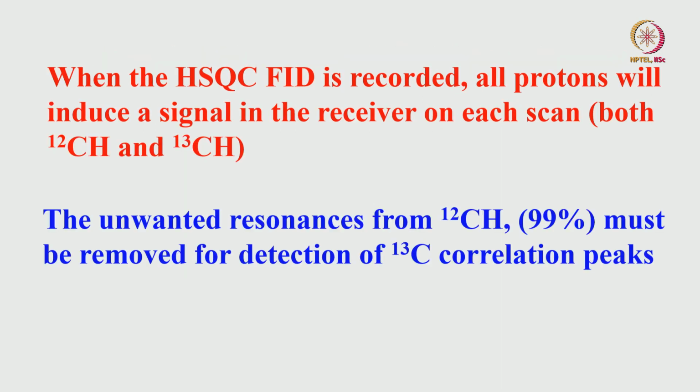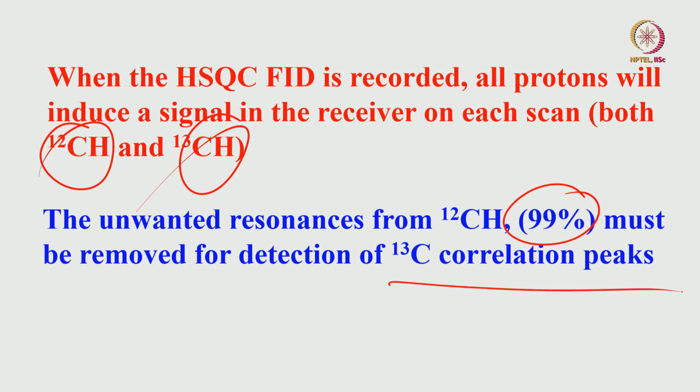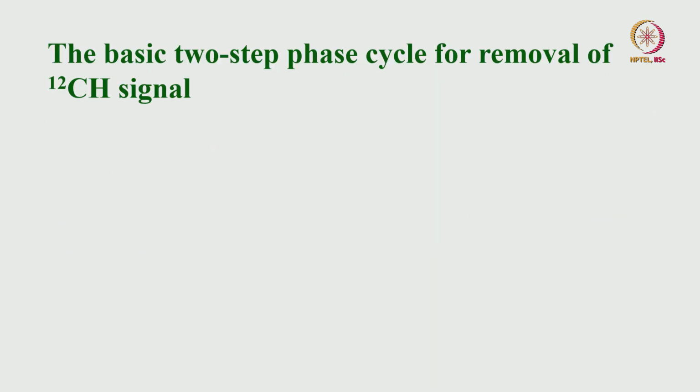Another important point I wanted to tell you is, when the HSQC is recorded, all protons induce a signal, whether it is carbon 12 or carbon 13. The system does not distinguish, and the instrument does not distinguish. You are going to get signals from both. All protons will give a signal. The unwanted resonance is 99%. If you suppress that, you can efficiently detect the correlation of carbon 13. That's what I said. So interference of the C12 and N14 peaks has to be suppressed.